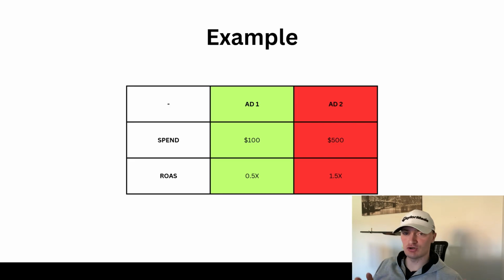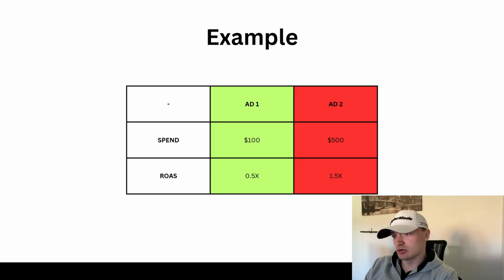Now, before you start rushing to the comments, let me explain. This is over, for example, a 7-day period. So over 7 days, ad 2 has spent $500 and only managed to get a 1.5x. Let's say, hypothetically, the break-even ROAS here is 2. That's below the break-even ROAS. Even if the break-even was 1, it only got a 1.5, so it's not that much improvement.